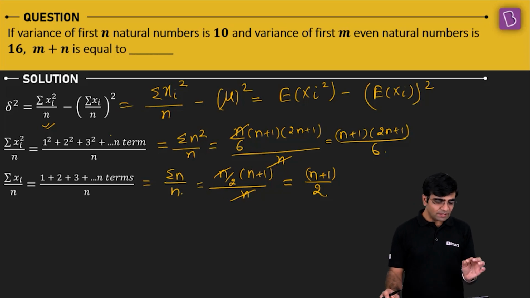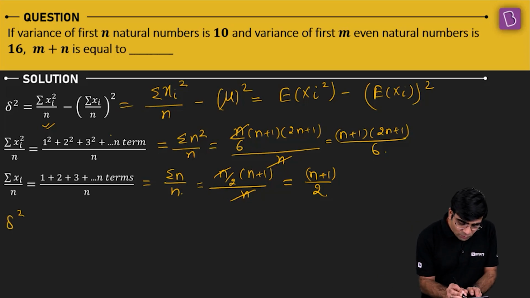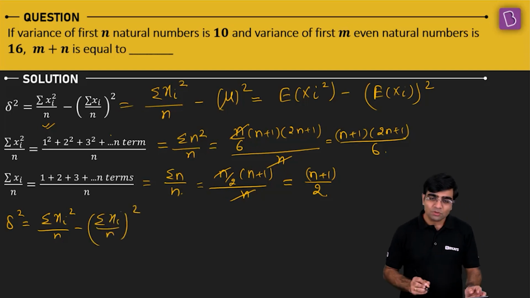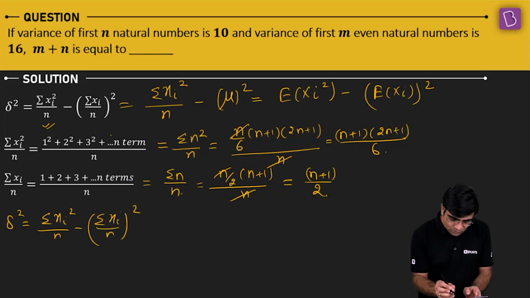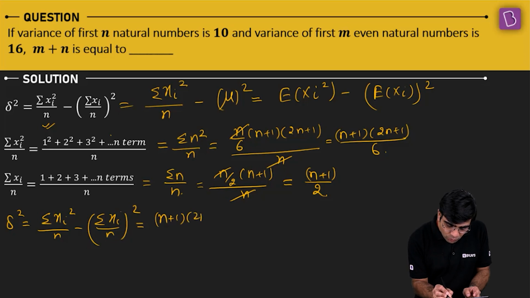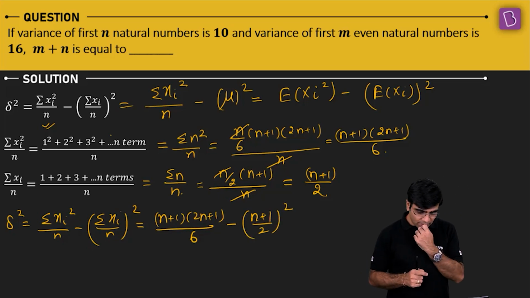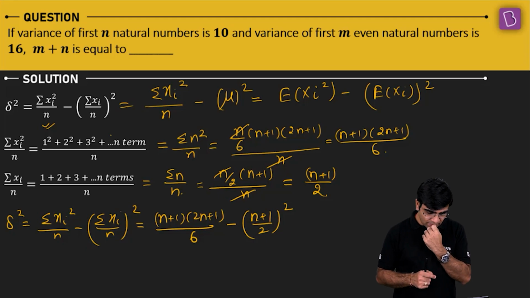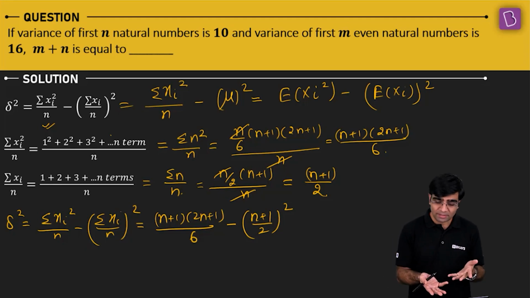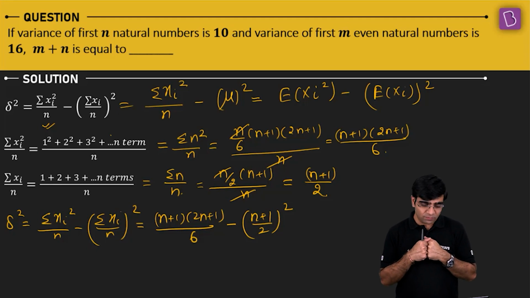So we have sigma xi square by n and sigma xi by n, let's plug in the values. Delta square was nothing but sigma xi square by n minus sigma xi by n the whole square. So the moment I plug in the values, what do I get? The first one is n plus 1 into 2n plus 1 by 6 minus n plus 1 by 2 the whole square. Let's quickly simplify it, otherwise I won't be able to move ahead.